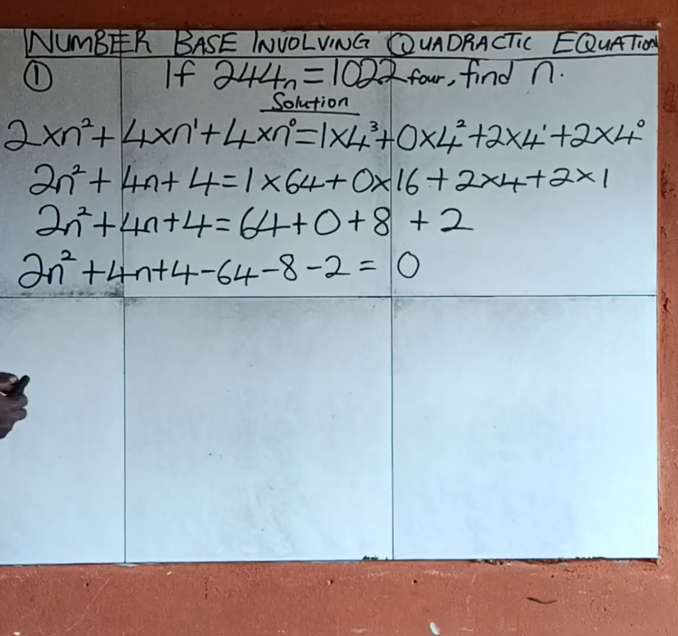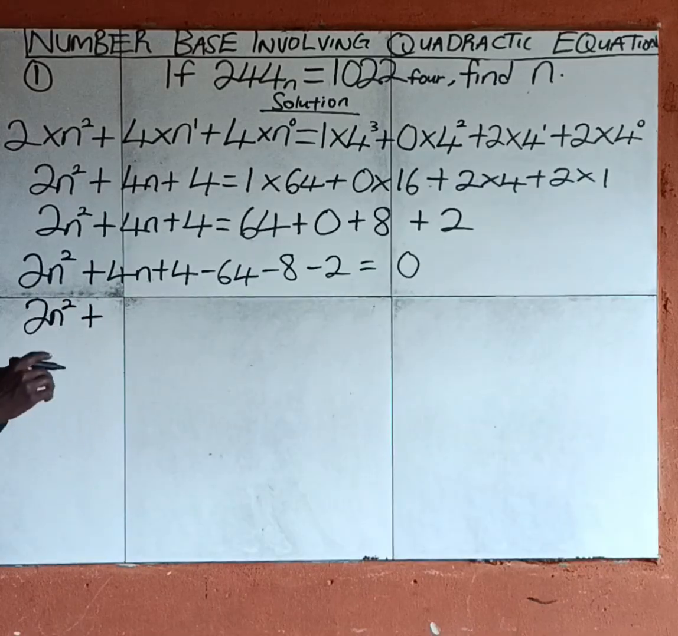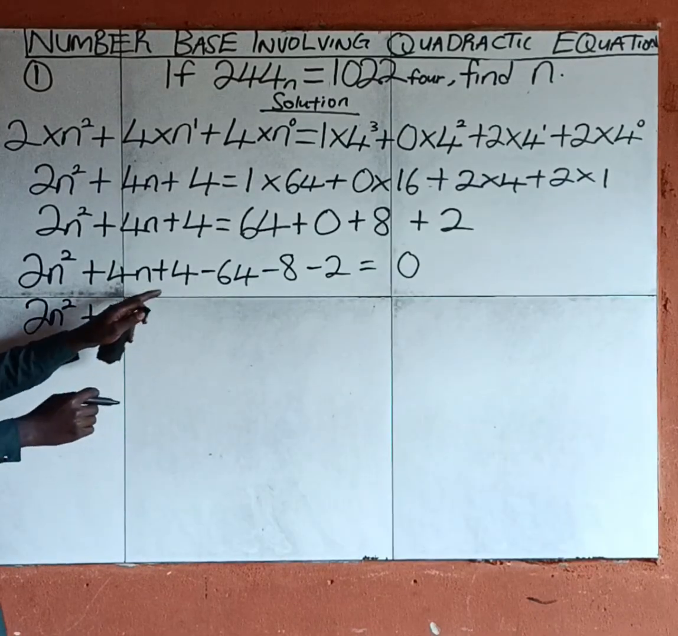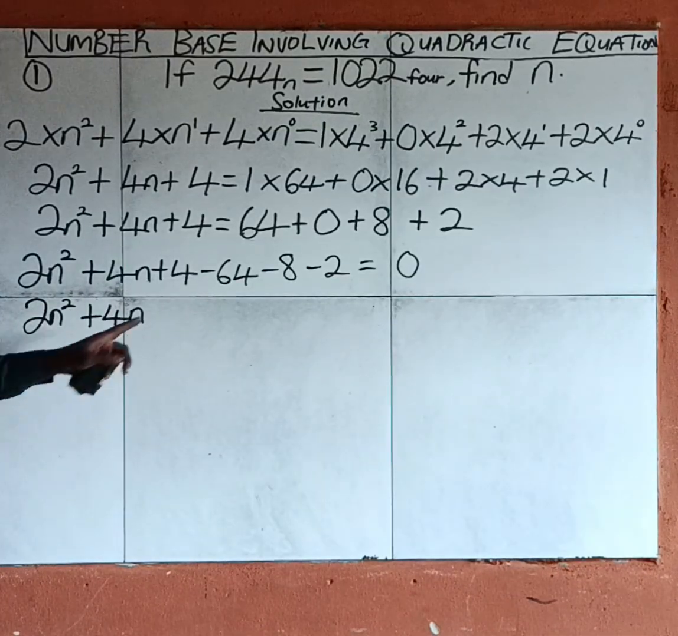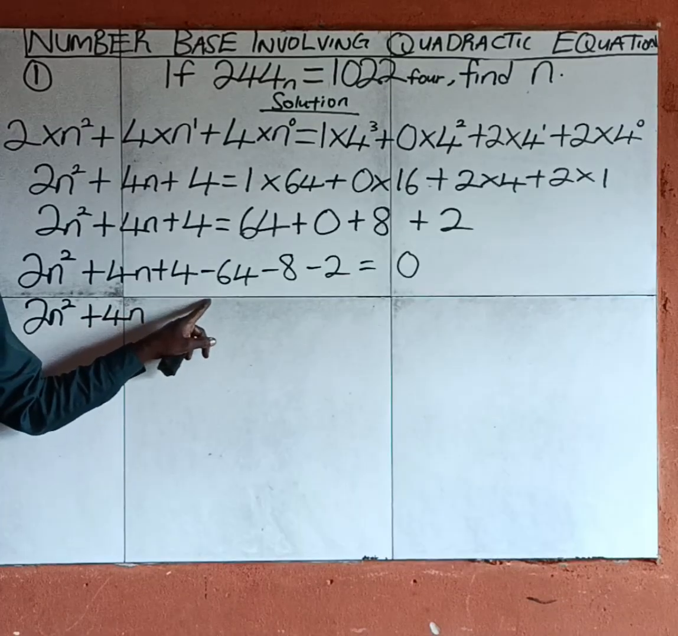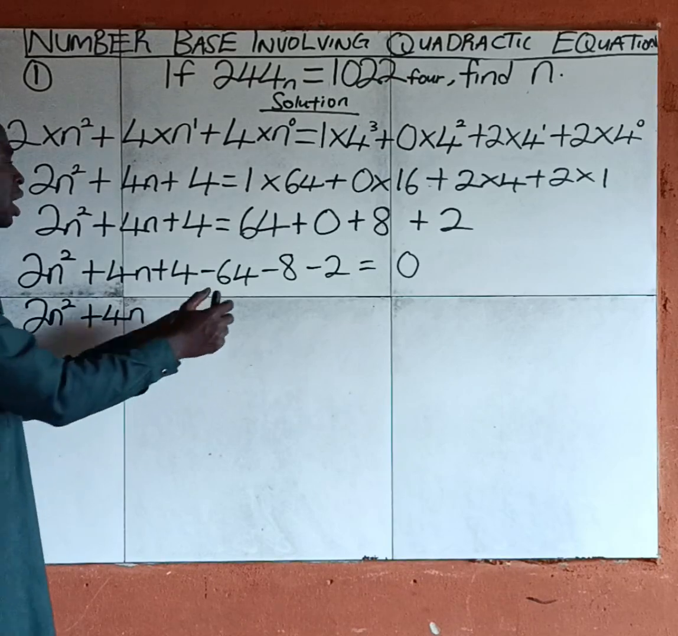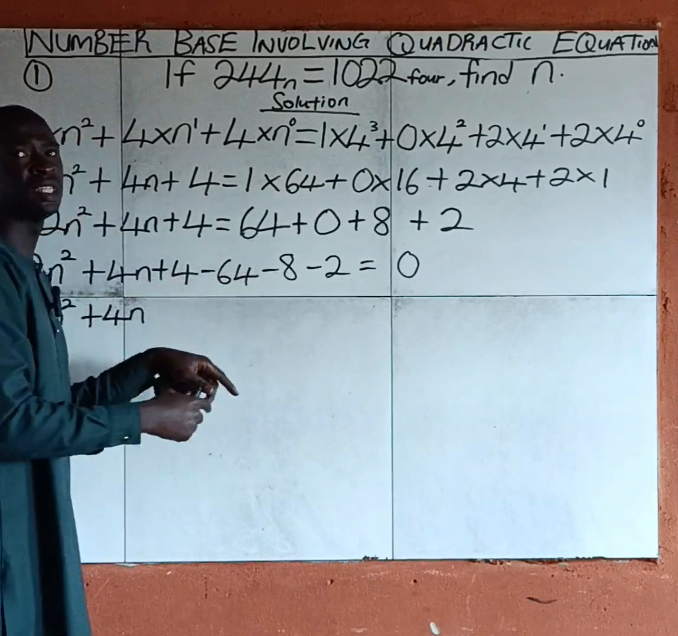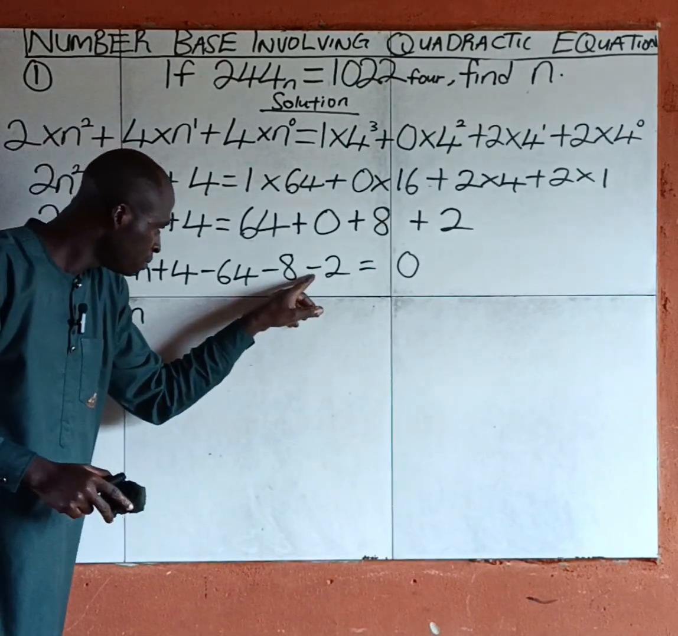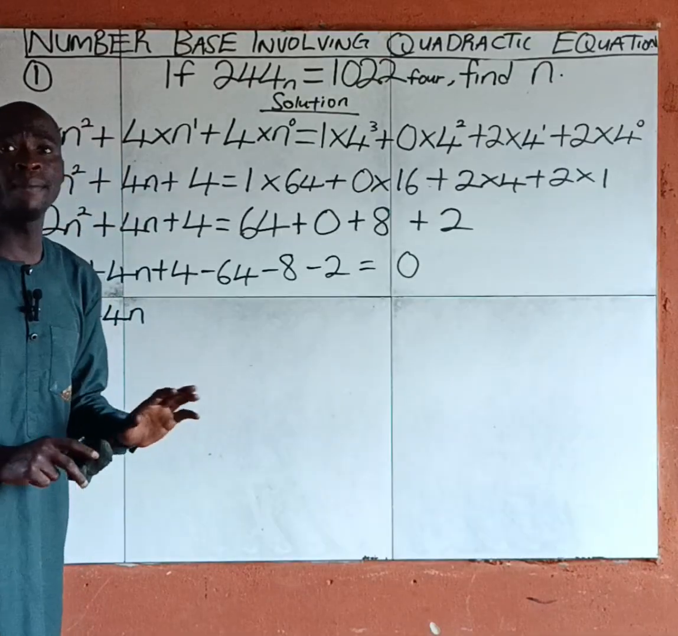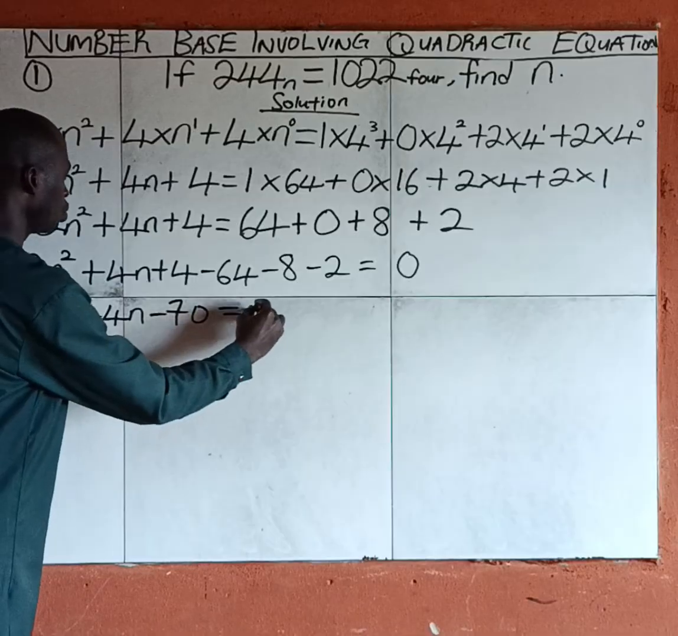So what you simply do is, it becomes 2n raised to the power of 2 plus 4n. Now, plus 4 minus 64. I'm owing 64, I have 4. If I settle, I'll still be owing 60. Plus 4 minus 64 will give us minus 60. Now, minus 60 minus 8 is now minus what? 68. Now, minus 68 minus 2 is now minus what? 70. So here becomes a negative 70 equal to 0.